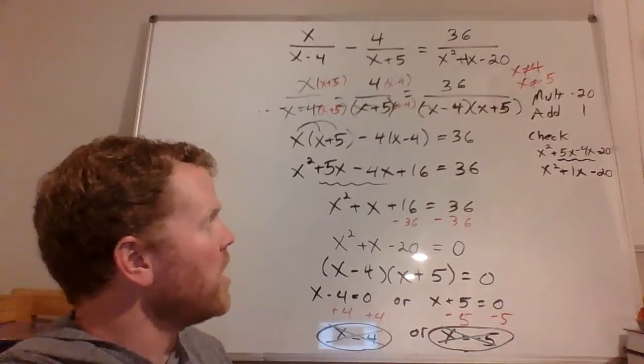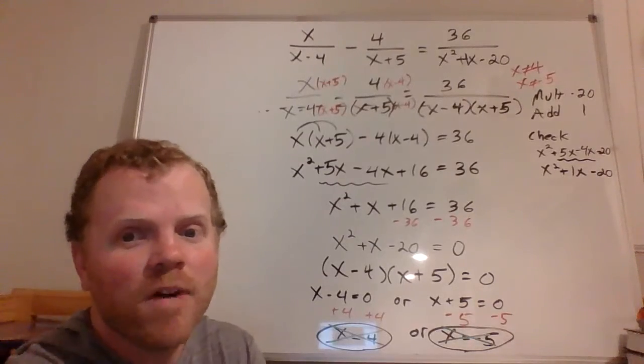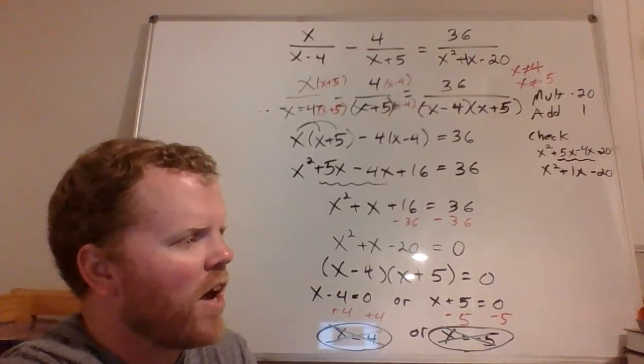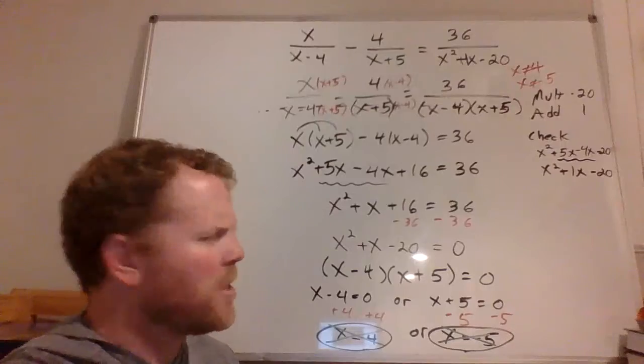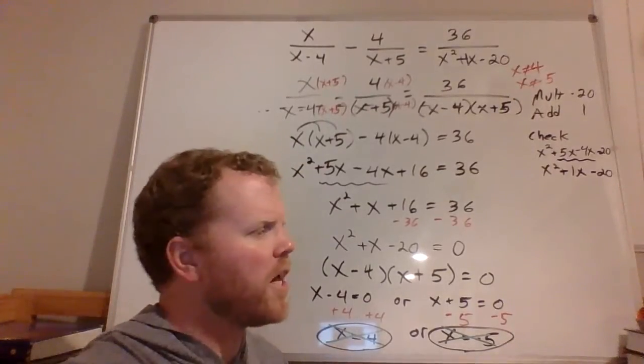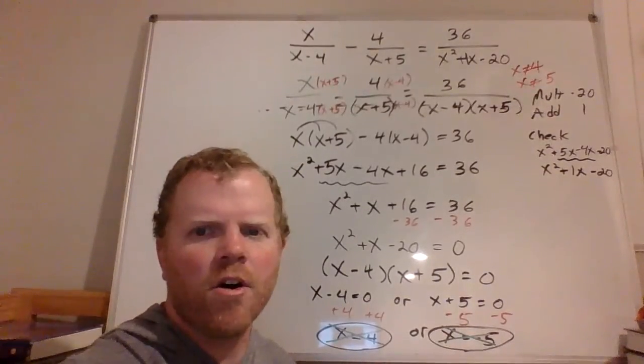So that's pretty much it. You want to factor, and all these problems should factor, and then check at the very, very end. But that's pretty much it. So hopefully that helps with problems 7 through 10 on the review.